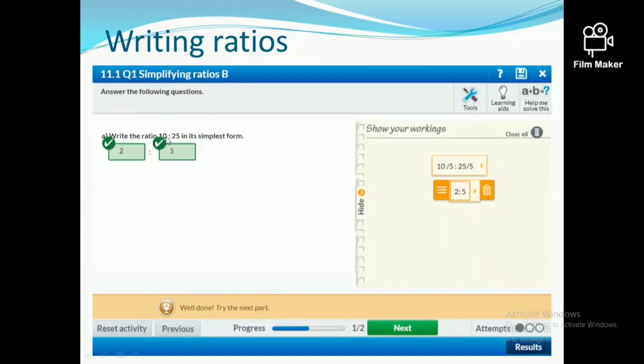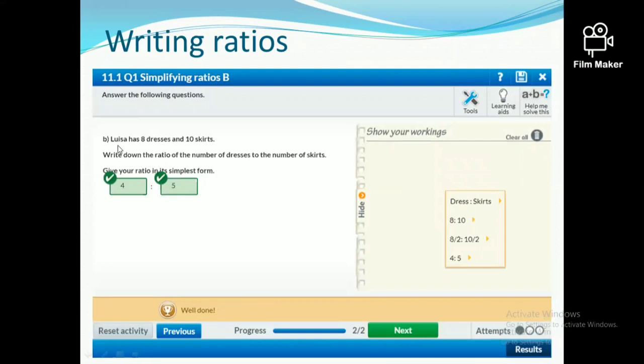Write the ratio 10 to 25 in its simplest form. Now take 10 and 25 and see from which number you can divide both 10 and 25 at once. The simple answer is both numbers are divisible by 5. Then 10 divided by 5 is 2. 25 divided by 5 is 5. The ratio is 2 ratio 5.